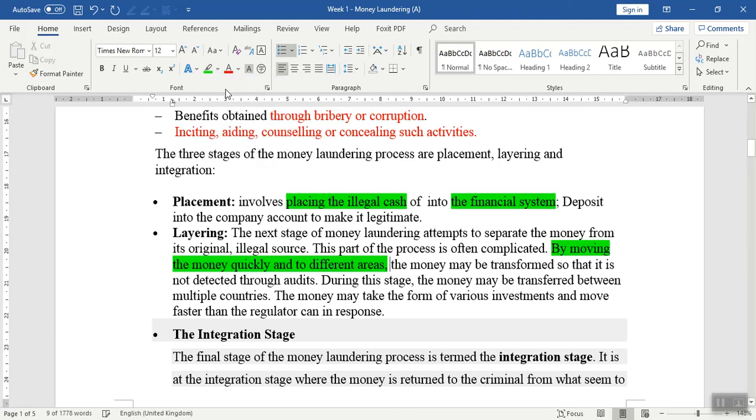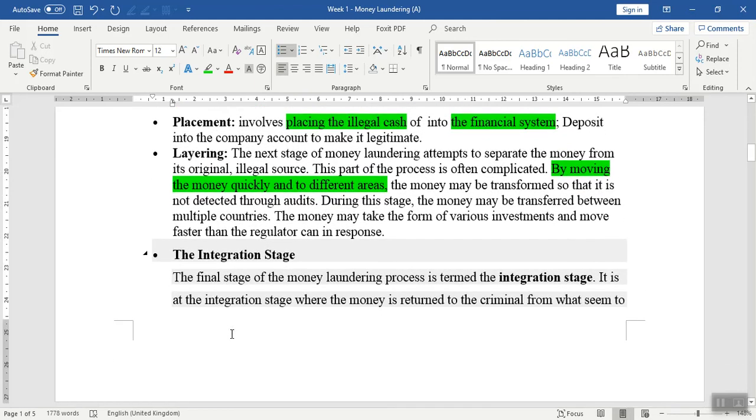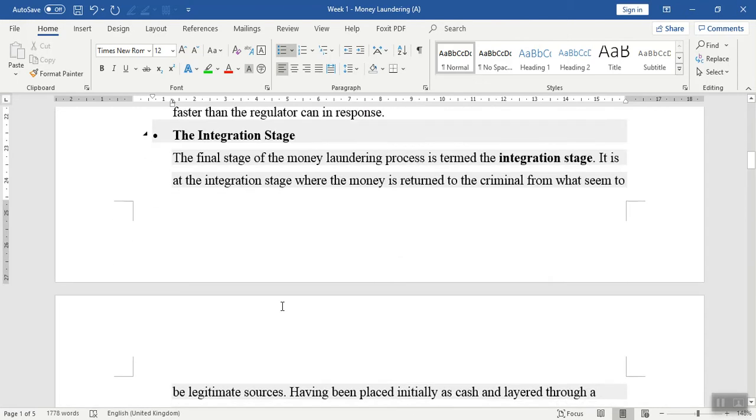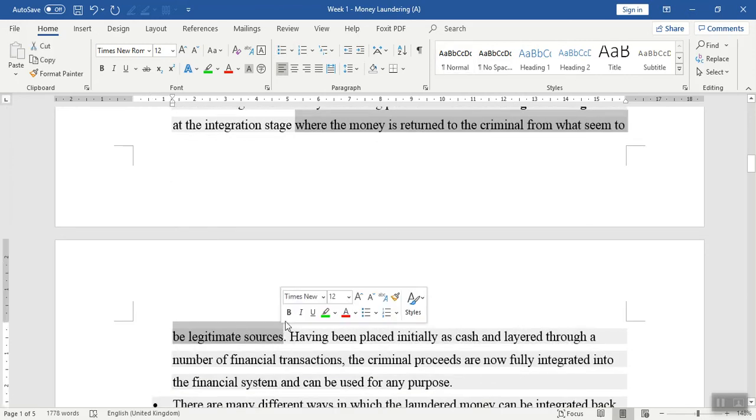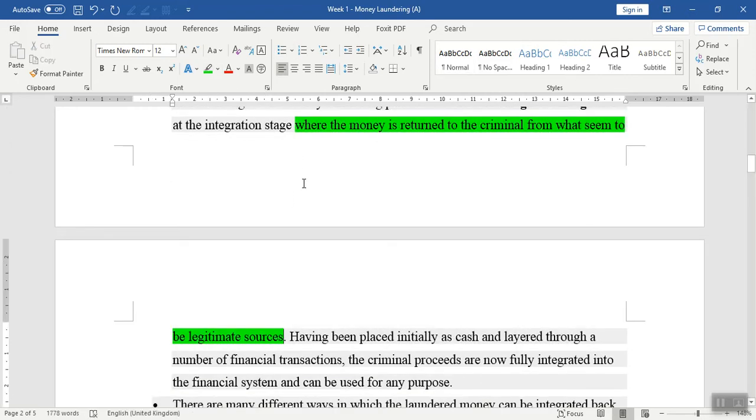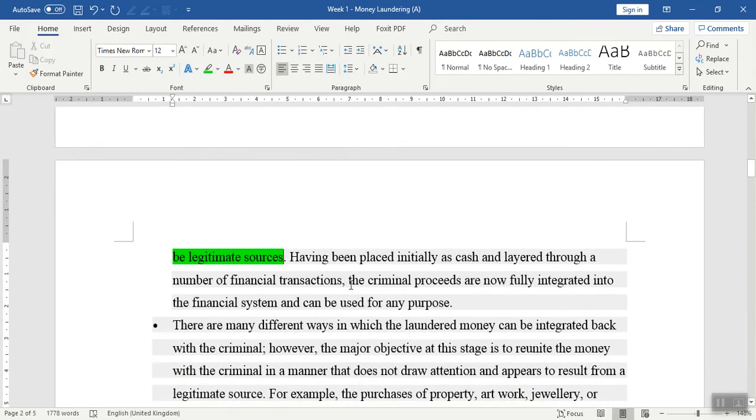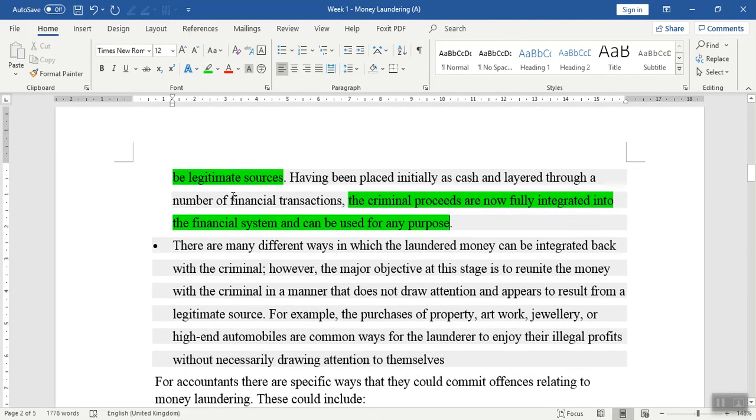And then the last stage, integration. What is integration? After placement and layering, the money comes back. They integrate it to become clean. So you can see the money is returned to the criminal from what seems to be a legitimate source. Legitimate source means what? It becomes clean. Well, you process the dirty money, then you deposit it in your restaurant account. You say it was earned by the restaurant and now it becomes clean. No? So the criminal proceeds are now fully integrated into the financial system and can be used for any purpose.